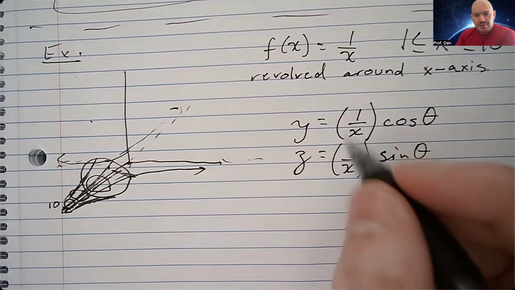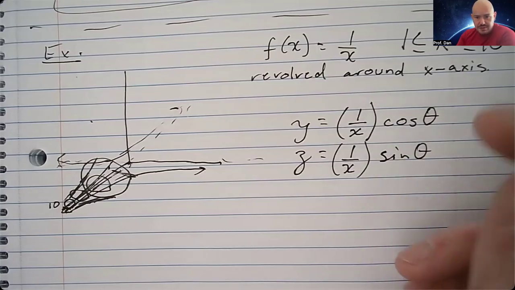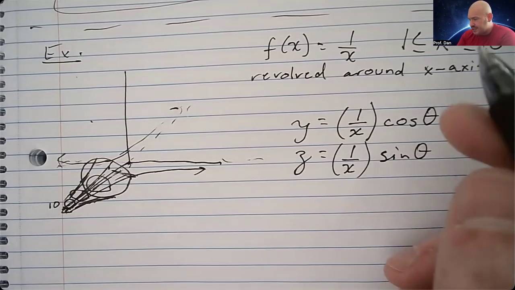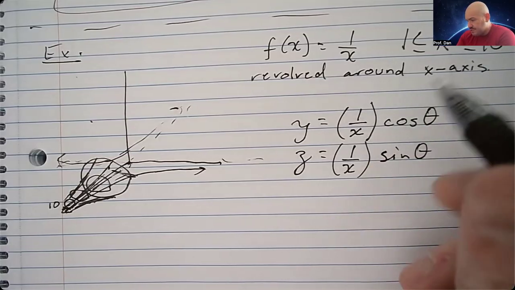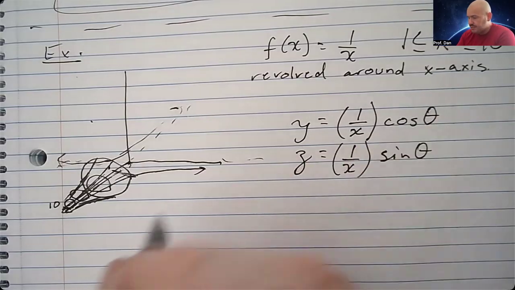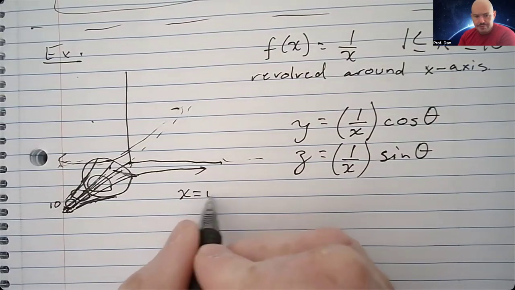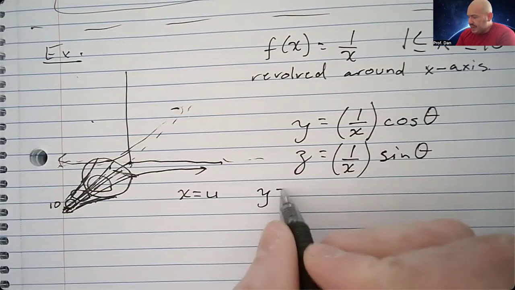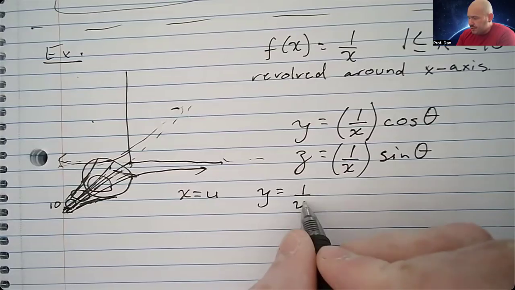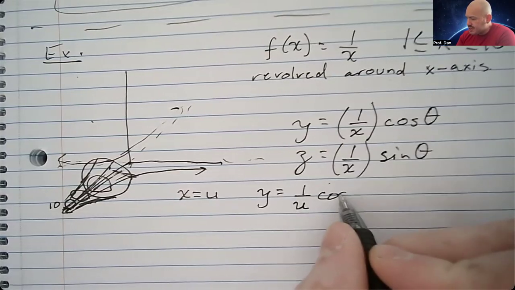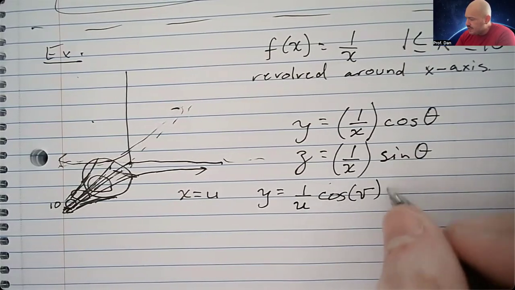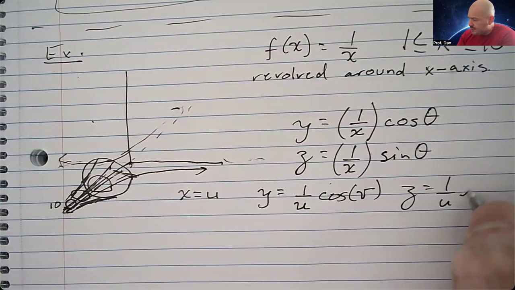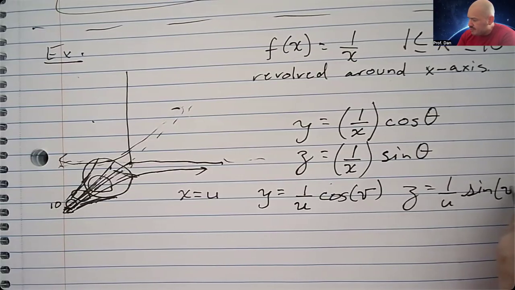So we've got our parameters in terms of x and in terms of angle theta, right? If we want to use the same notation that we've used pretty much throughout this, we would let x be equal to u, right? And we would let y be equal to 1 over u times cosine of v. We would let z be 1 over u times sine of v.